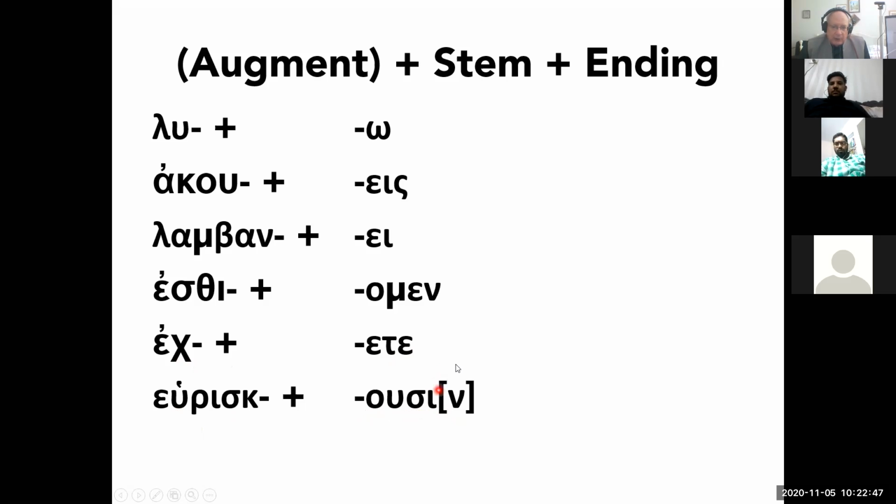This is called a movable nu. We use it only when the next word starts with a vowel. So you'll find heuriskousi, or sometimes heuriskousin if the next word starts with a vowel.